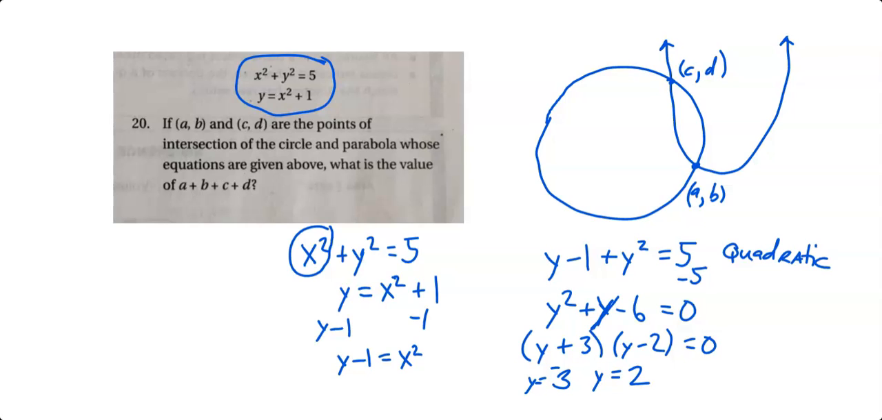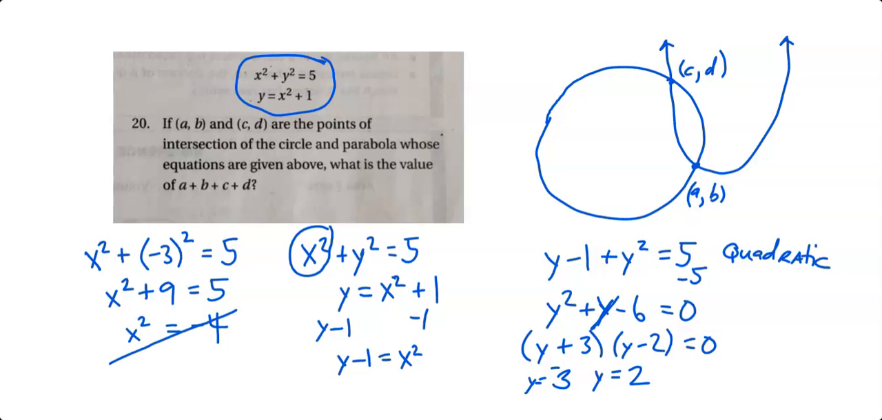So let's go back and substitute. We can use either equation. Let's use the first one. So we have x squared plus a negative 3 squared, because we put that in place of y, equals 5. X squared plus 9 equals 5. I think you see that we're going to have a situation here where x squared equals negative 4 cannot give us a real number solution. It would be imaginary. So we can't use that solution.